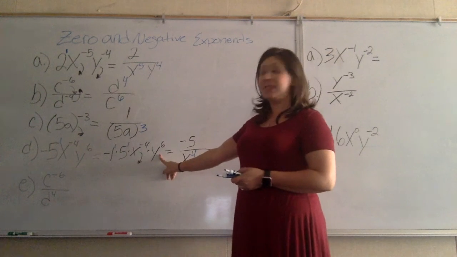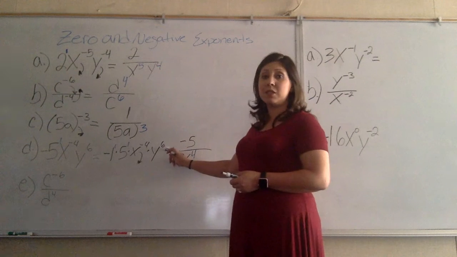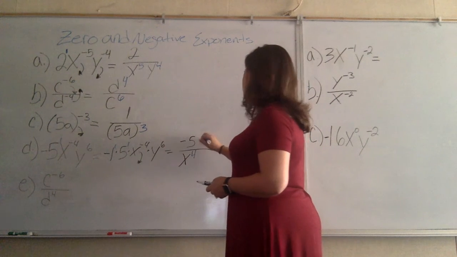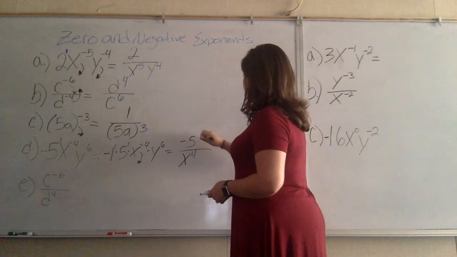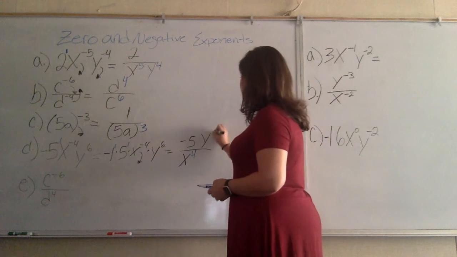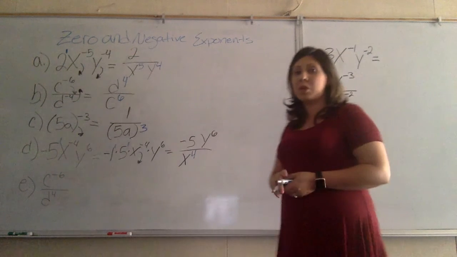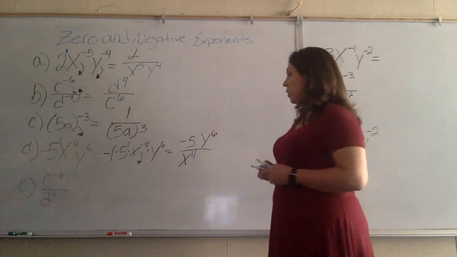My y to the 6, my exponent is a positive 6, so I'm going to leave it. It doesn't want to move. So I'm going to leave it with the y on top. And since I didn't change it, I'm going to leave it with the same color, so it's going to be y to the 6. So this should be my final answer.